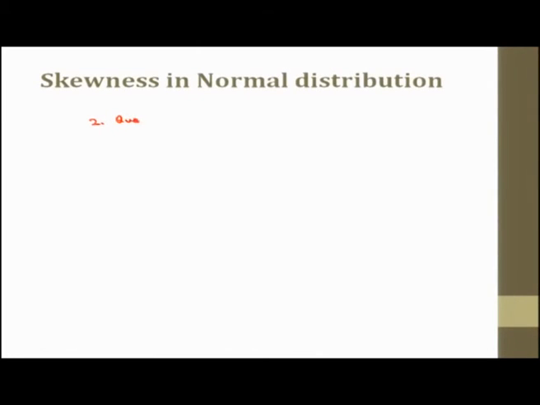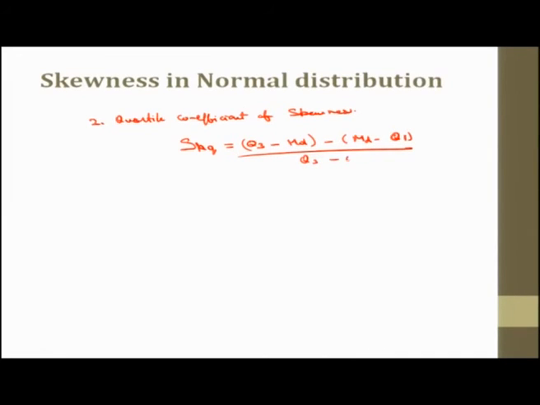Then we have quartile coefficient. Quartile coefficient of skewness, I can say S, skewness due to quartiles. This is equal to Q3 minus median minus Q1 over Q3 minus Q1.